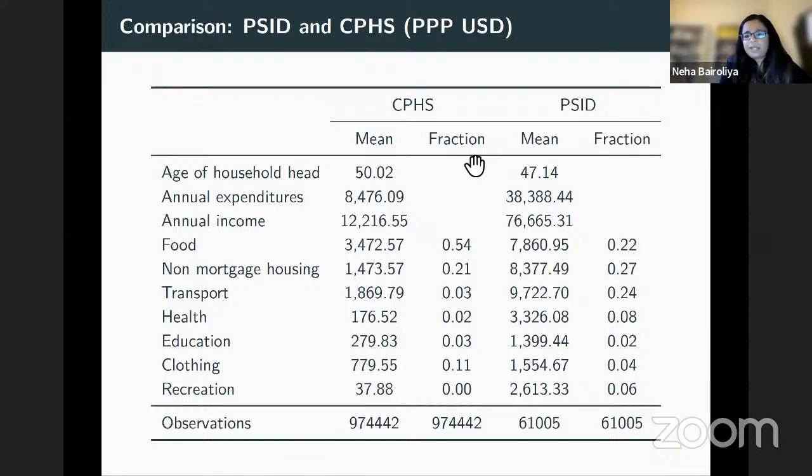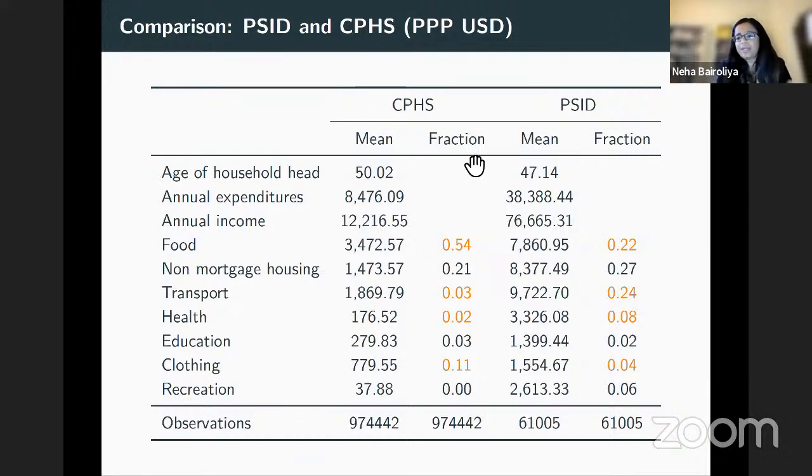The mean age of household head is comparable in the two surveys. It's a little bit on the older side for Indian households. The expenditures, of course, in level terms are much lower, and these are all annual expenditures. What is interesting for me is how different some of these expenditure shares are. If you look at food expenditures, for instance, it forms a much larger share of total non-durable expenditures in India than it does in the US. It's 54% of the expenditures.